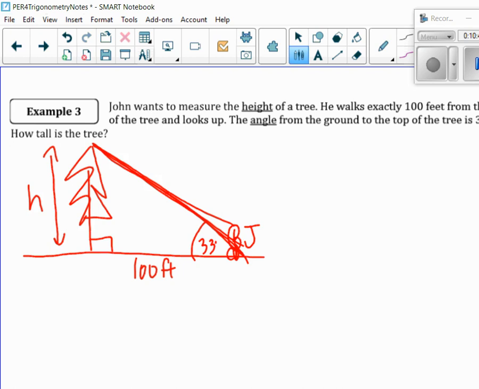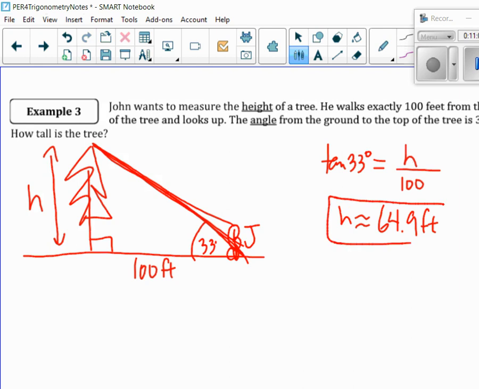Anyways, so that would be tan, right? So tan of 33 degrees is equal to the opposite, which is h, divided by adjacent, which is 100. So h is approximately 64.9. And that would be feet. 64.9407. Tenth is right here. Look to the right. The 4 would not round it up, right?